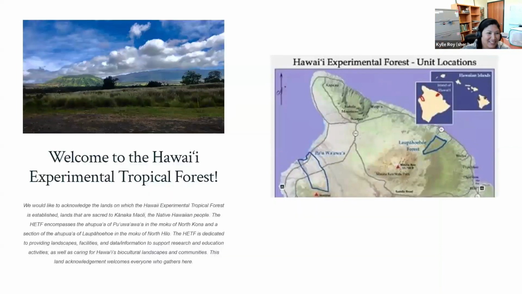Poor service computers. Okay, so I wanted to start off by talking about the HETF, introduce you guys. We already heard the land acknowledgement. I think it's so cool, so I put it on my first slide. To really introduce you to the two different HETF units, Pu'uwawa, the dry forest, and Lapuhoihoi, the wet forest unit. And since this talk is for HETF, I did a little bit of research to see what we know about ROD and ambrosia beetles in the HETF systems.